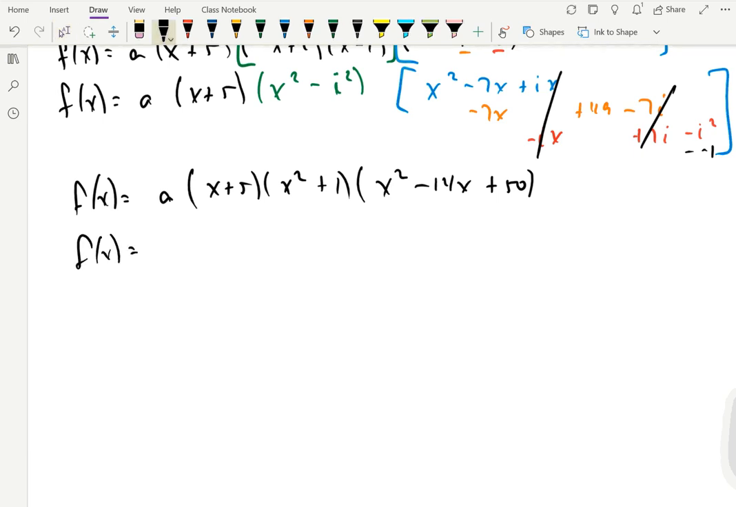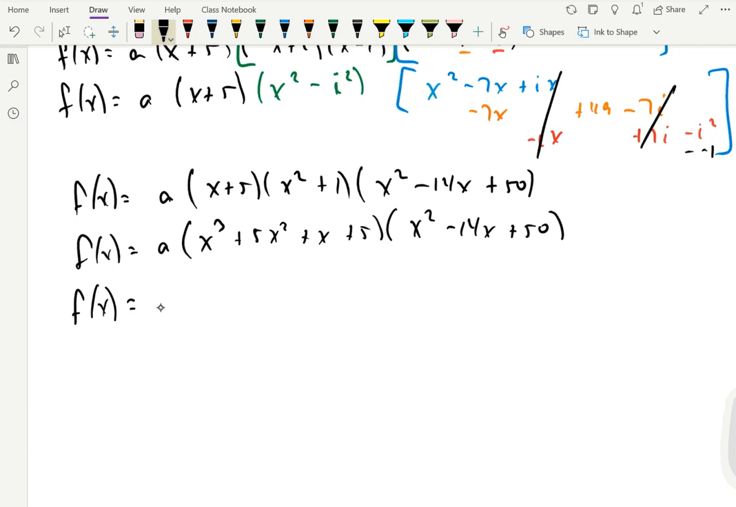So f of x then is a multiplied by, let's distribute this, x times x squared is x cubed. We've got plus x. We've got a plus 5x squared. We've got a plus 5. Okay, I'm just going to go ahead and reverse these. So I've got a plus 5x squared, and then the plus x. That way they're in descending order. Then I want to multiply that by x squared minus 14x plus 50. So I still have this a out front, so that just stays out there. Let's go ahead and start multiplying.